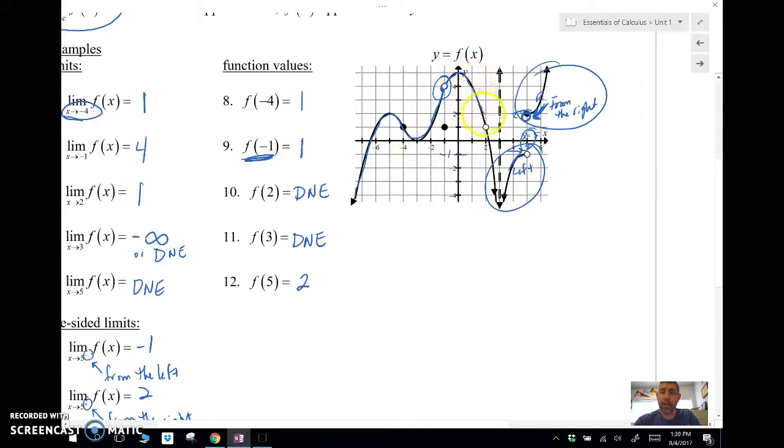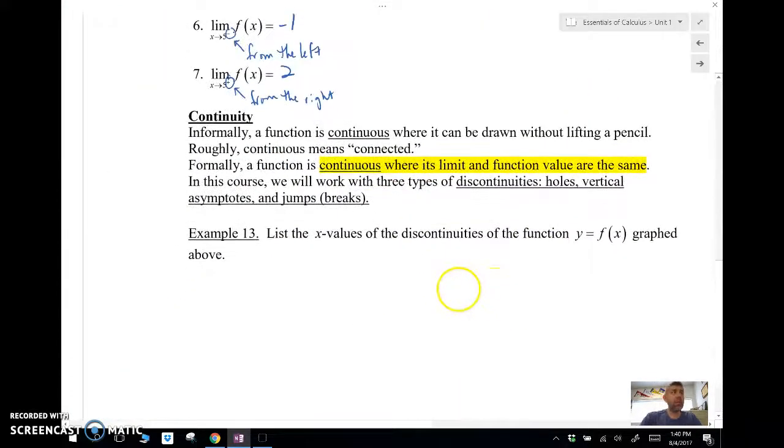As we travel along again, we've got another break here. As we travel along again, we're going to have to pick our pencil up, and we have another break here. And then as we travel along again, we have another break right here. So we have breaks at x equals negative 1, 2, 3, and 5. Those are all the places where we have what we call discontinuities.